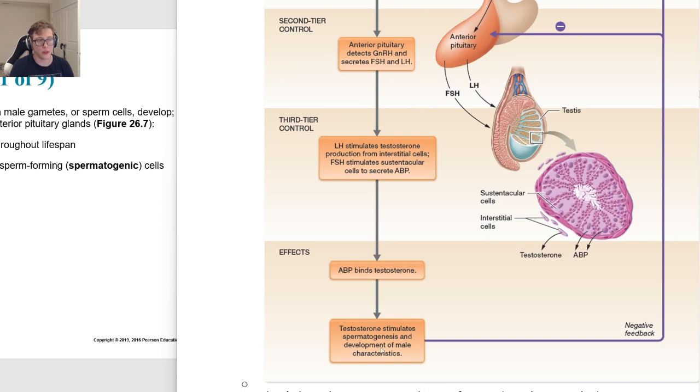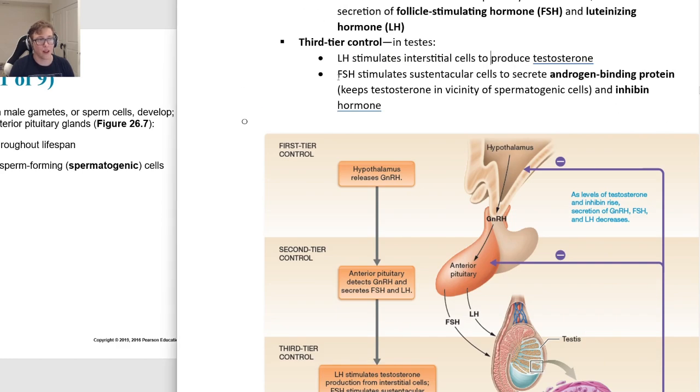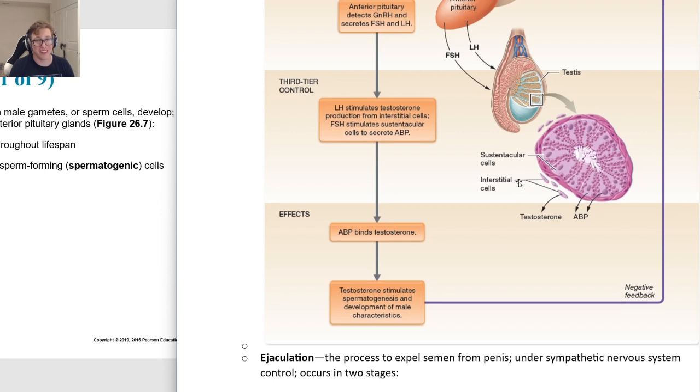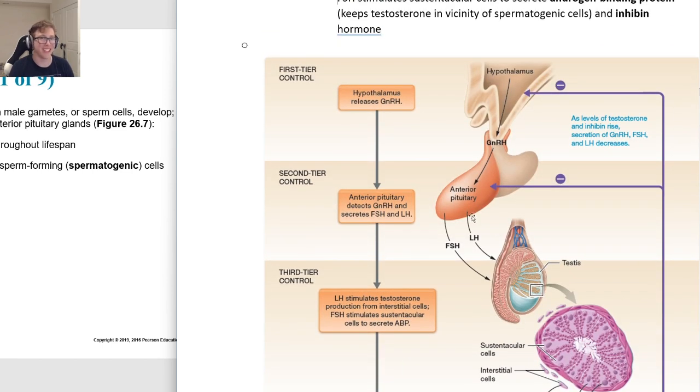So you can see here that once testosterone is made from luteinizing hormone at the interstitial cells, we have testosterone. FSH, follicle stimulating hormone, is going to talk to the sustentacular cells, produce ABP, androgen binding protein, and inhibin. When you have high levels of testosterone and high levels of inhibin, it's a negative feedback loop telling the hypothalamus and the anterior pituitary gland, hey, cut it out. We don't need any more. We got enough sperm. We got enough testosterone. Shut the system down.